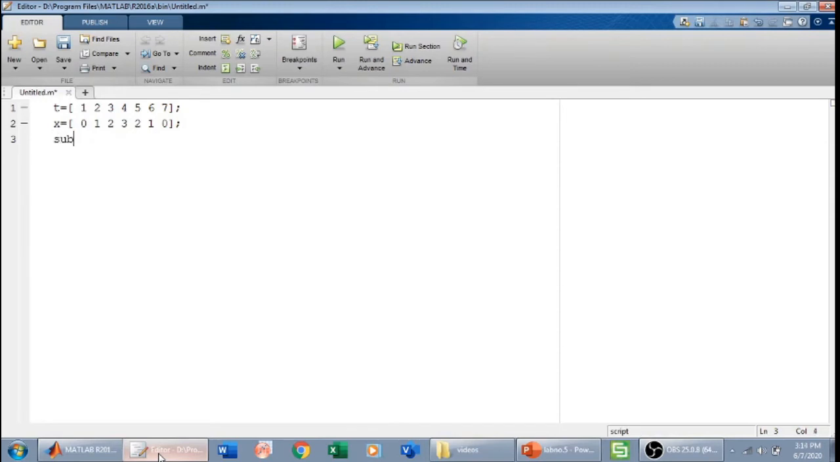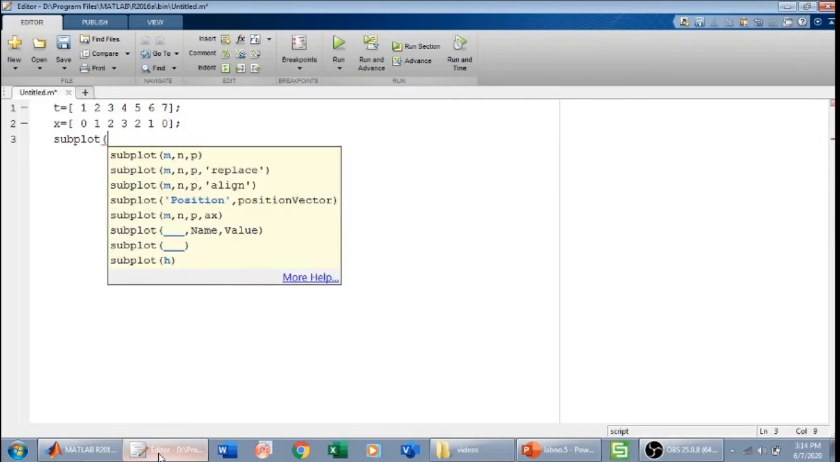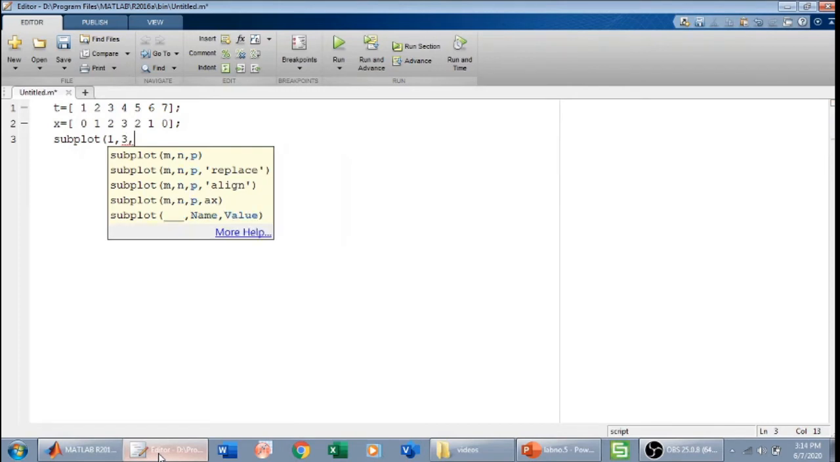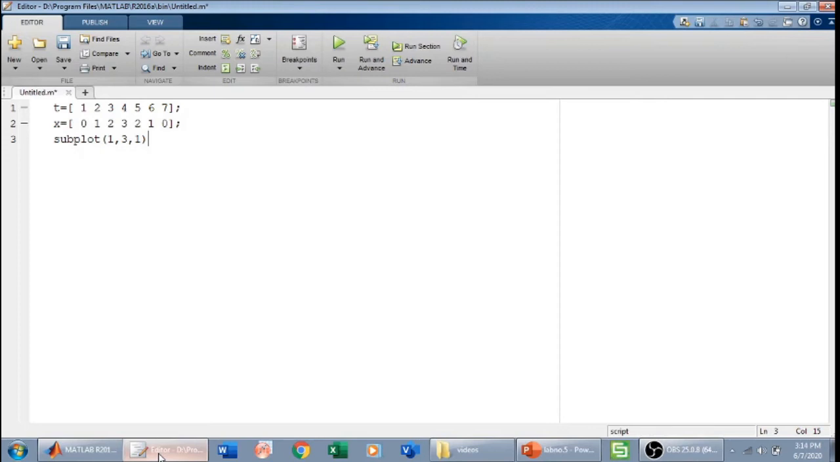What I will do is use the subplot command. To draw sub-regions in a figure, we use the subplot command. I want to draw 3 sub-regions, one for the original signal, one for the delayed version, and one for the advanced version. So I will use a 1 cross 3 rectangular matrix for this. And for the first plot I will give the position 1.